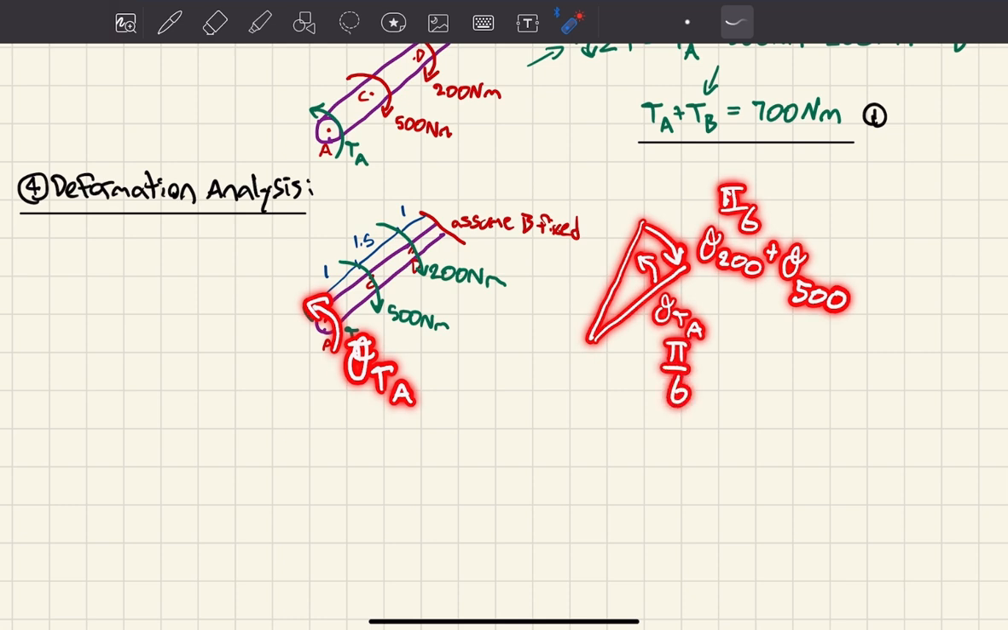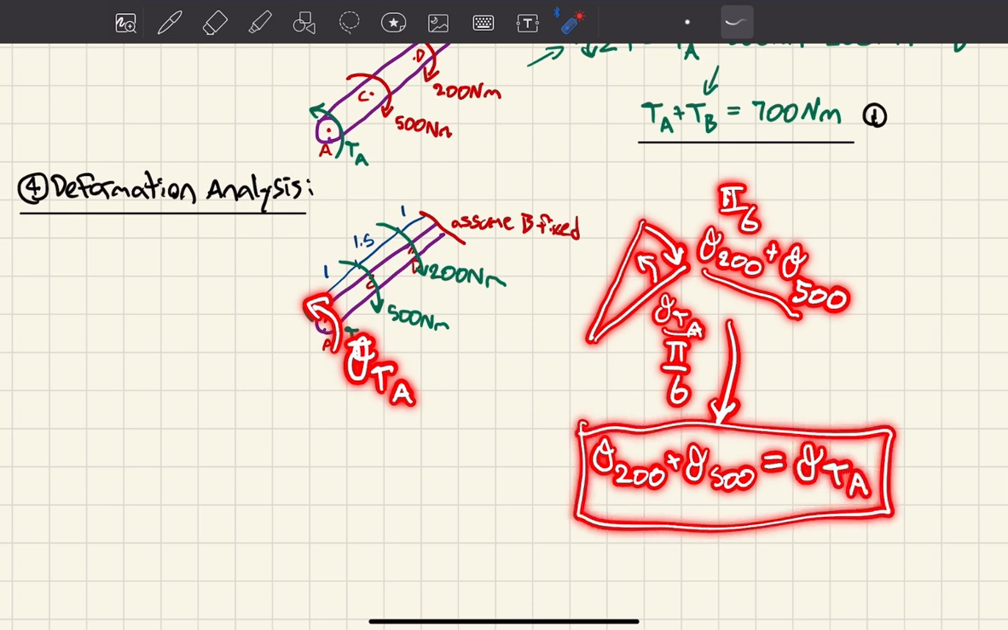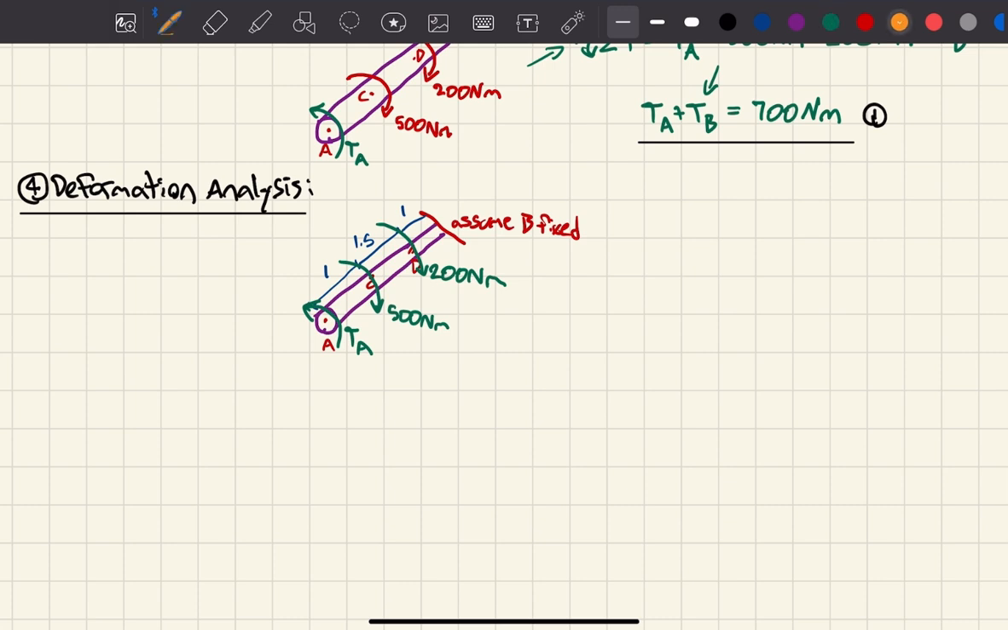What does this mean? Well, this means that I can come up with the expression, this is clockwise, this is counterclockwise, that theta 200, the deformation caused by the 200 Newton meter torque, plus the deformation caused by the 500 Newton meter torque is equal to the deformation caused by my torque TA. And just like that, I have found a linearly independent equation that eventually will allow me to calculate, in this case, TA. So just like that, we found that equation. Hopefully that explanation was useful.